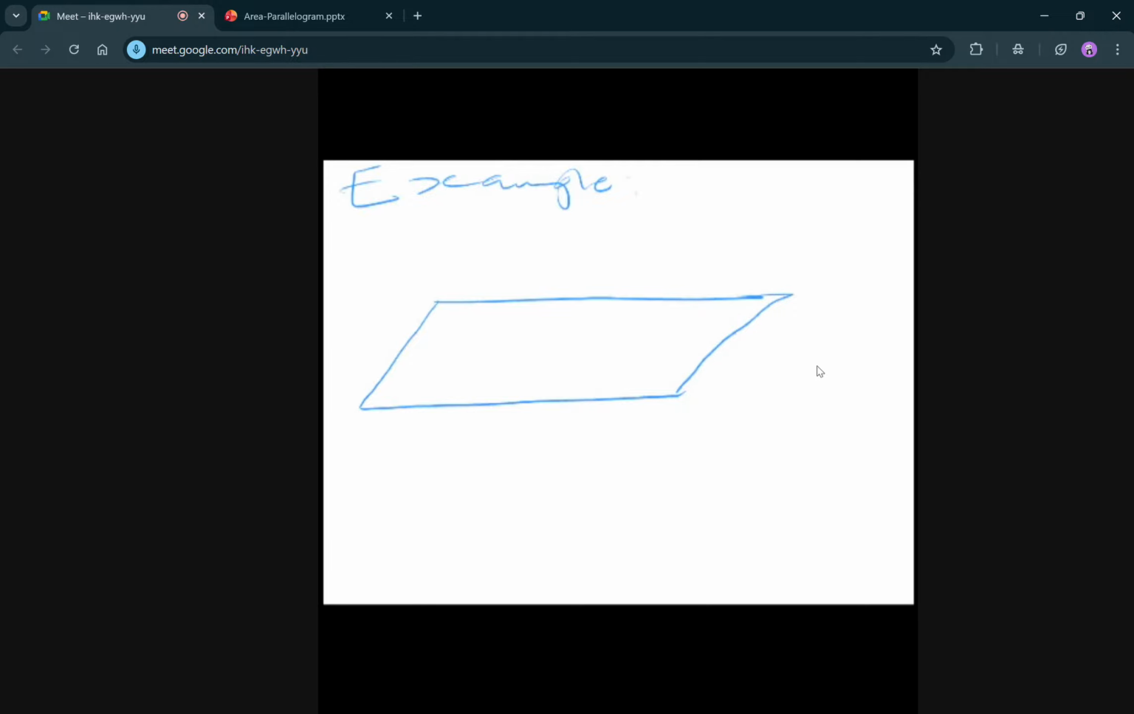Okay. Let's assume this to be my parallelogram. And then I have a label here, the distance from here to here, I call it maybe 10 cm. And then the distance from here to here, I call it, let's say, 5 cm. So this is a parallelogram. So you're going to identify the base and the height.